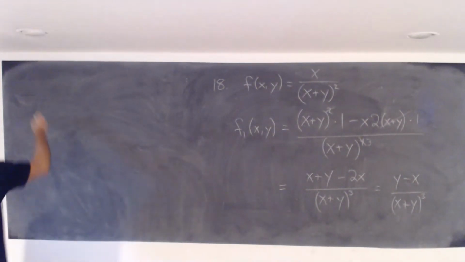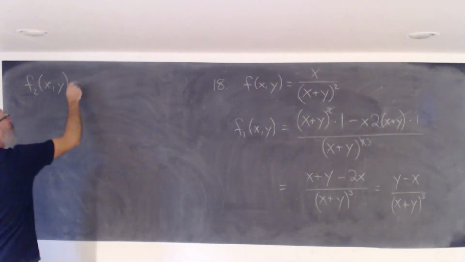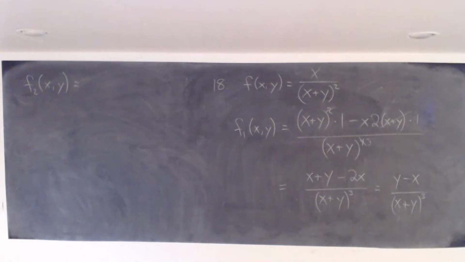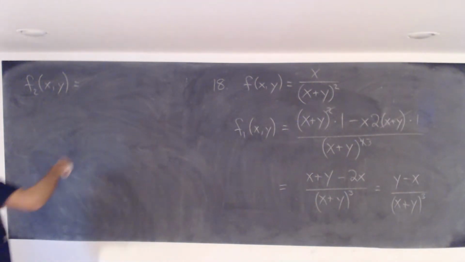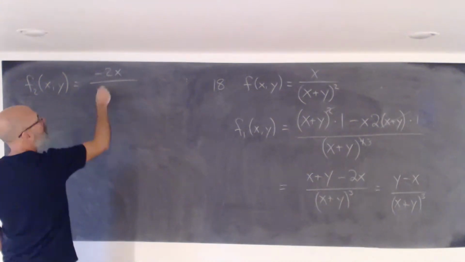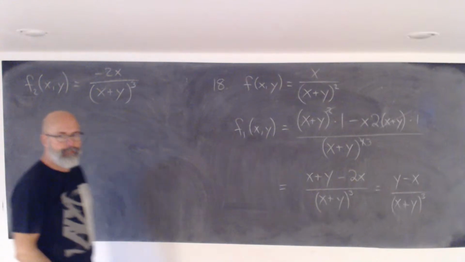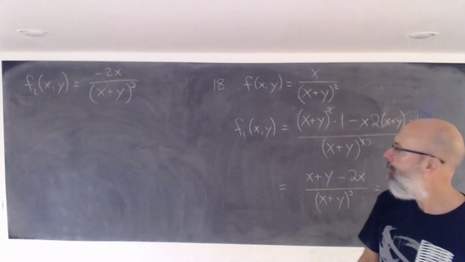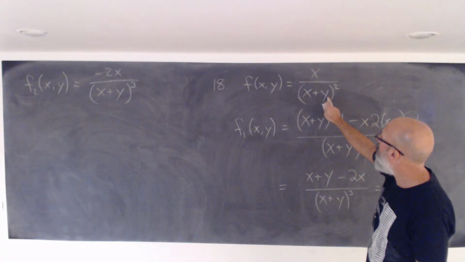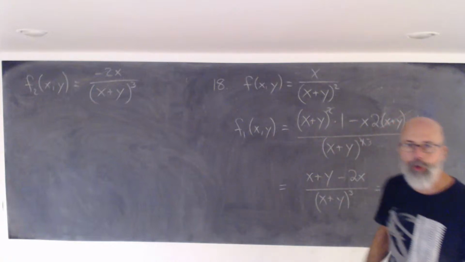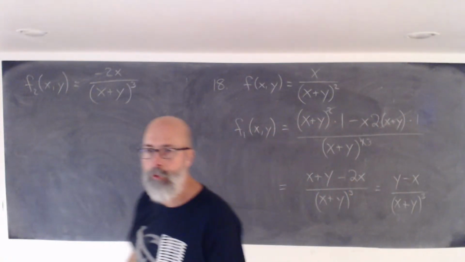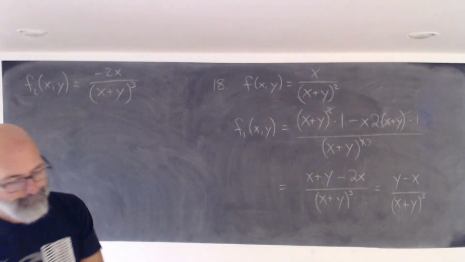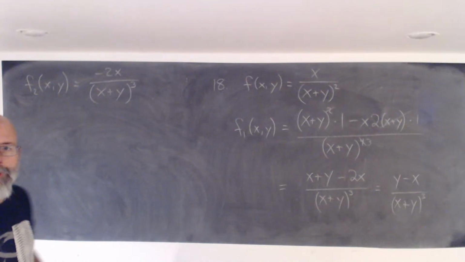There you go. Similarly, if we ask the question, what is the derivative with respect to the second variable? I'll give you a moment to work that out. But it's easily seen to be this, right? You don't have to use the quotient rule here. The only place you've got a y is here. So this is really x times x plus y to the negative 2. Differentiate, and you get negative 2x, x plus y to the negative 3. Everybody with us?